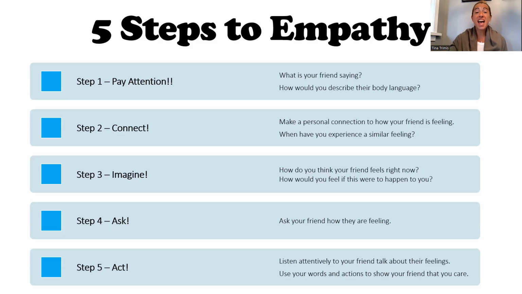Step 2, to connect, to make a personal connection to how that friend is feeling. And when have you experienced a similar feeling? Step 3, imagine. How do you think your friend feels right now? How would you feel if this were to happen to you? Ask your friend how they are feeling, right? And act, listen attentively to your friend and talk about their feelings.